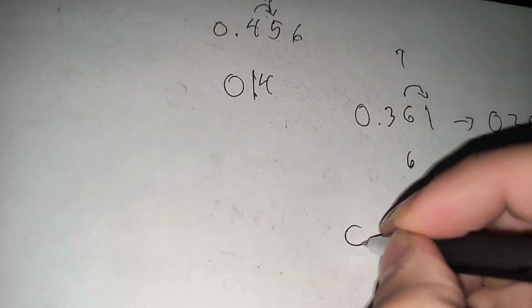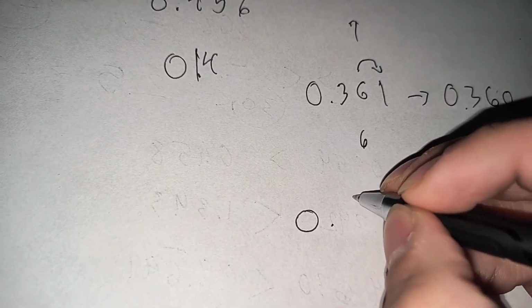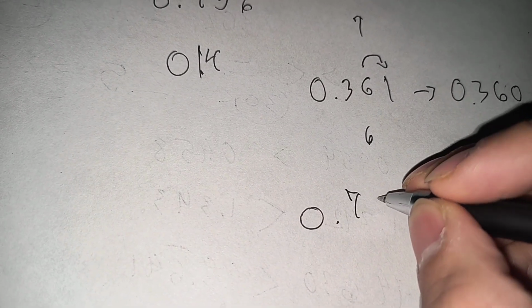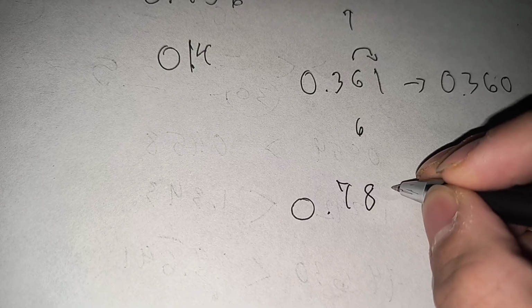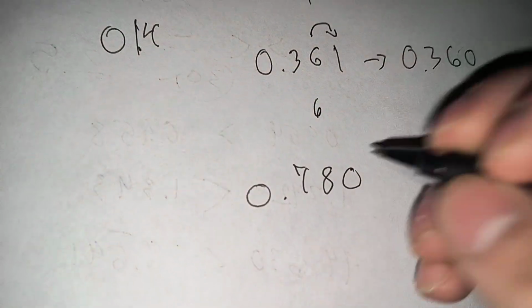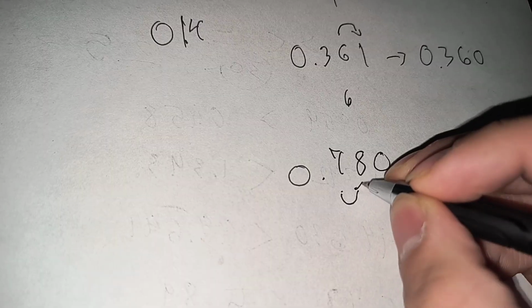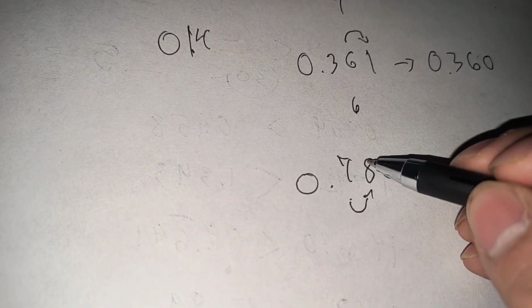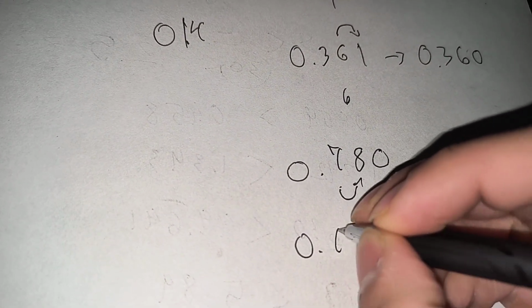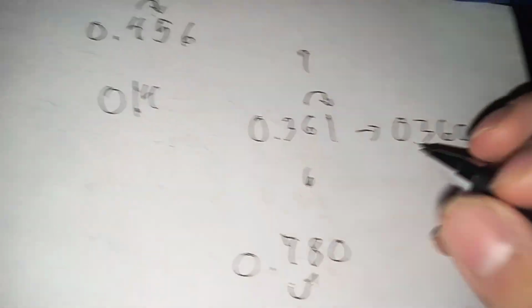Okay, what about the number 0.780? Round to the nearest tenths. Well, where's the tenths? This is the tenths. Look at the hundredths place. The hundredths place is closer to 0.8 than it is to 0.7. So then this number is rounded to 0.700.